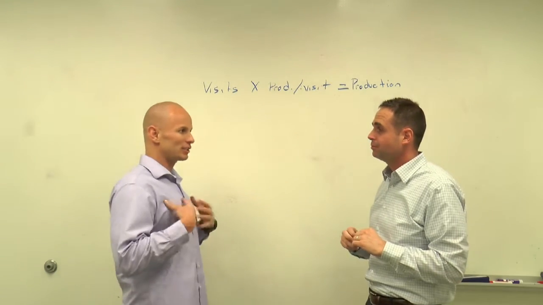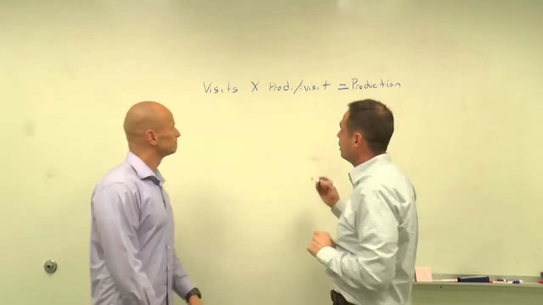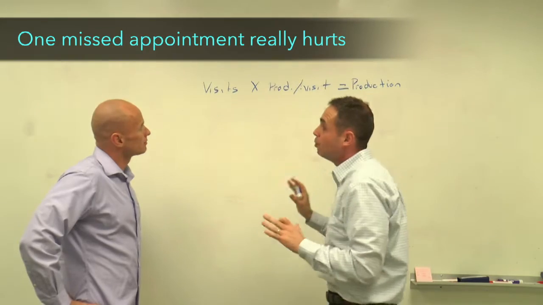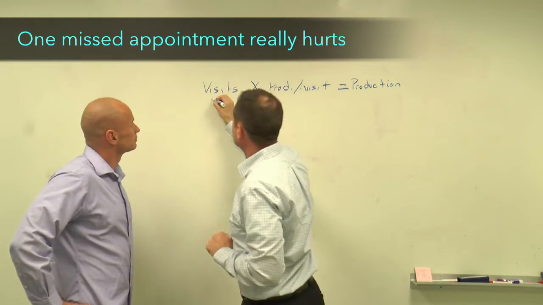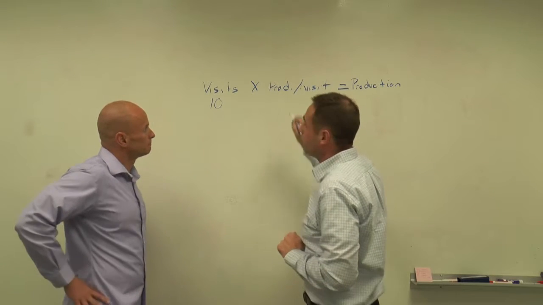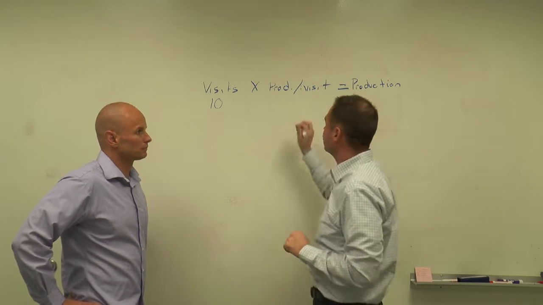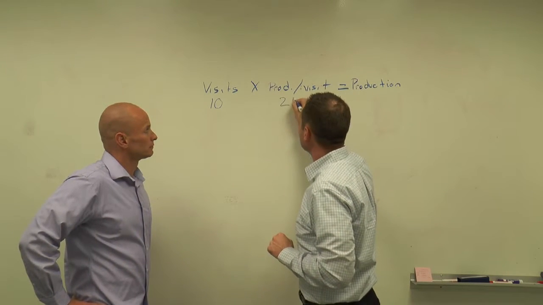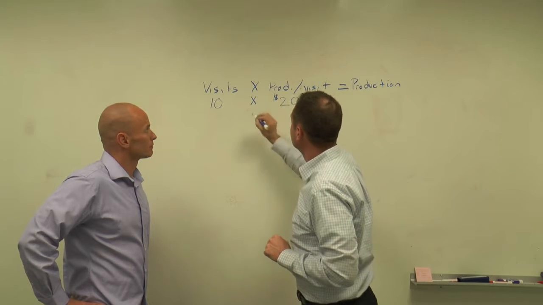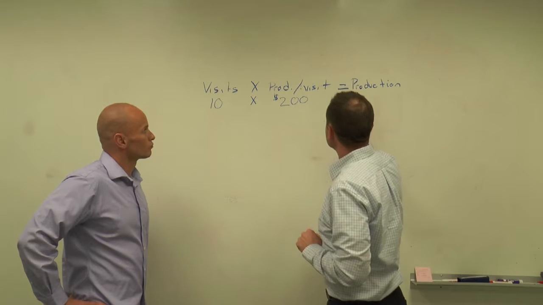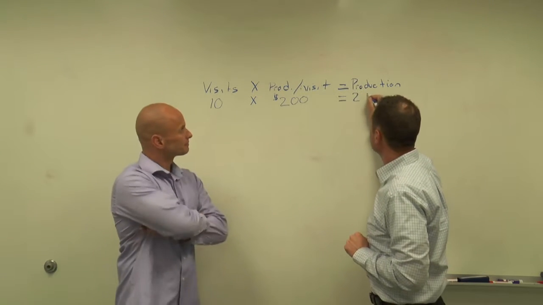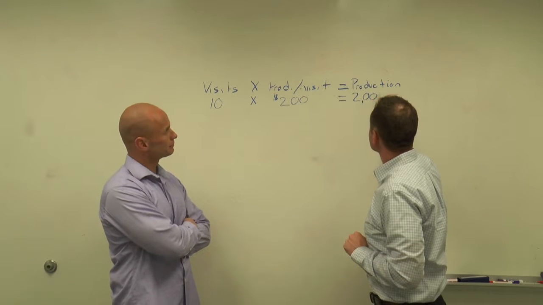Yeah, this is what I want everybody to see. Let's use this formula up here, and let's say that we have a weekly goal of 10 visits. So we have 10 visits every single week that we want to have come in here. And our production per visit, just for easy math, let's say that we are averaging $200 per visit. So 10 times 200 equals how much in production? That would be $2,000 in production.